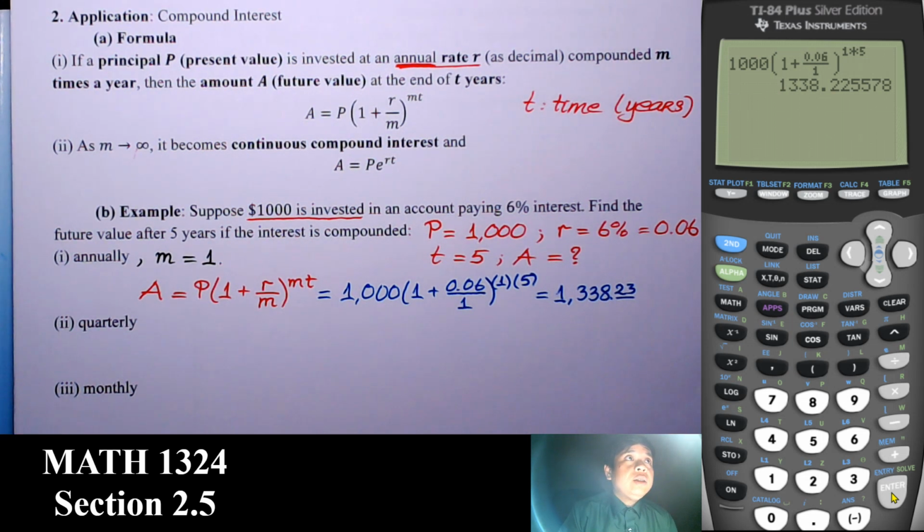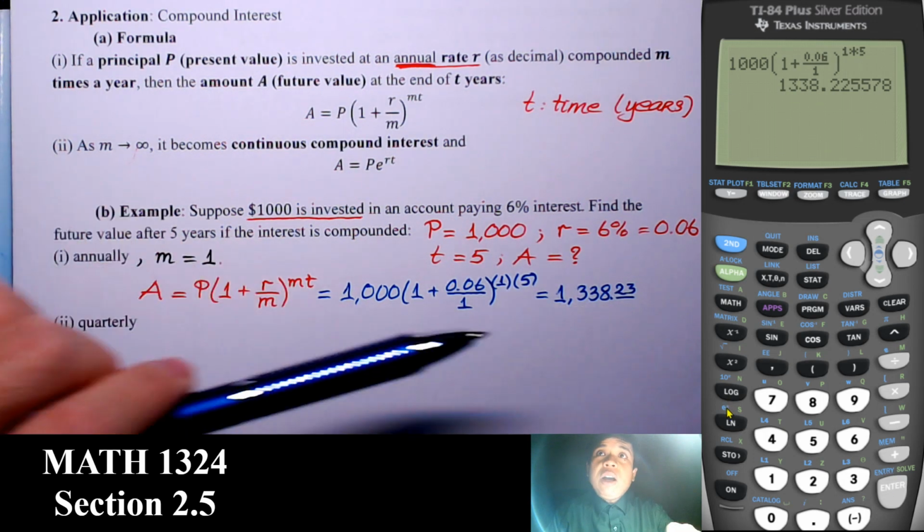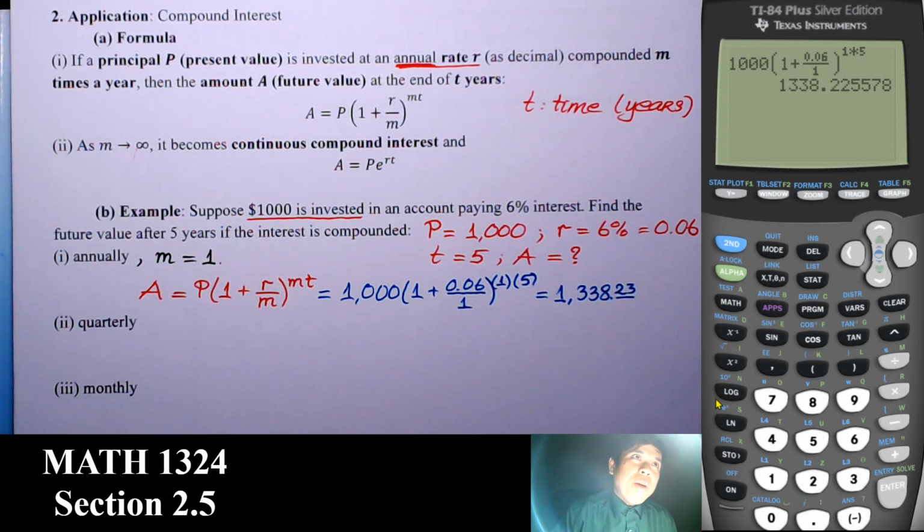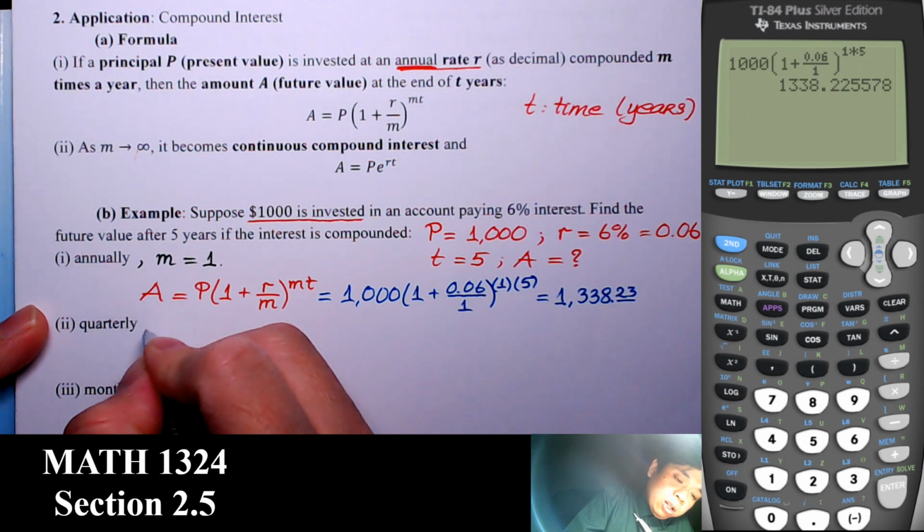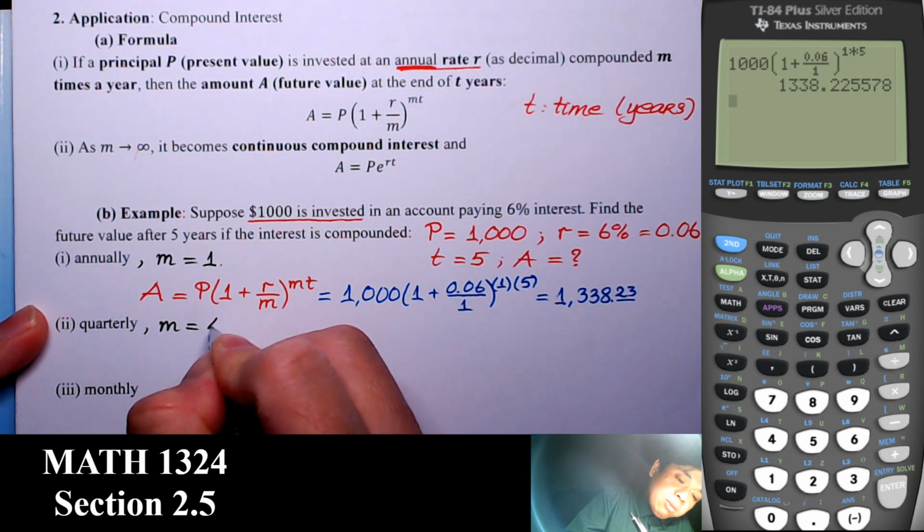So we have that. Right, so that's it. This is money, so I write it like that. We round to the pennies. Right, next, quarterly. If the interest is compounded quarterly, that means it's going to be 4 times a year.